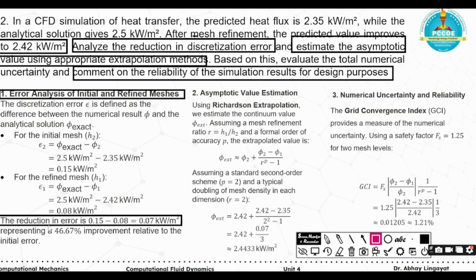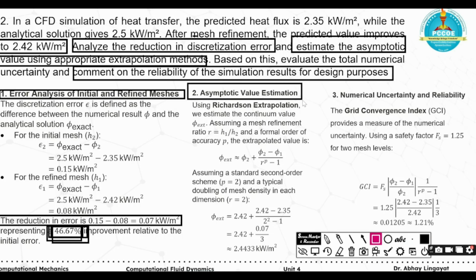The error reduction in terms of percentage: the reduction is 0.15 minus 0.08 equals 0.07, and the percentage reduction is 0.07 divided by 0.15 times 100. So the percentage reduction is 46.67. The error is reduced by about 46.67 percent, indicating better accuracy with the finer mesh.